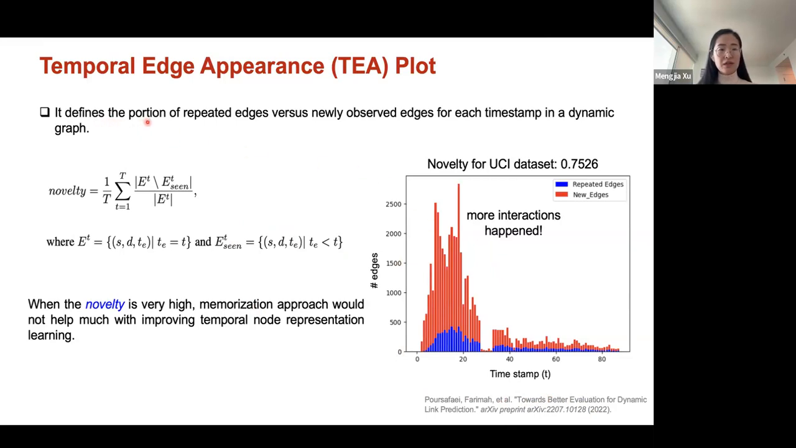It defines a property with a very important metric they call novelty. It defines the proportion of repeated edges versus newly observed edges at each time step in a dynamic graph. Here, the red bars show the new edges and the blue bars show the repeated edges. Over time step T, we can see more interactions happened in this benchmark. This is for the UCI benchmark. And the novelty value is 0.75, so it's relatively highly dynamic.